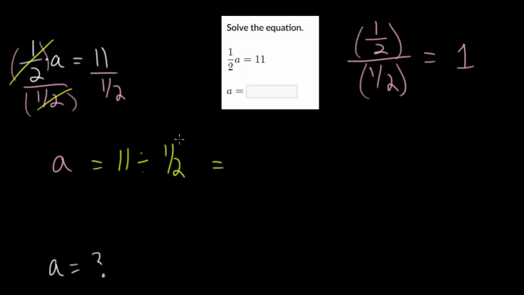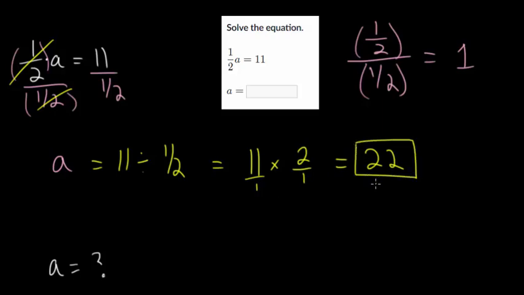Since we know if we divide by a fraction, it's the same as multiplying by this fraction flipped over. So this is really 11 times 2/1, and multiplying fractions, you just go straight across. If you have a whole number, just put it over 1 to make it a fraction. And 11 times 2 is 22, 1 times 1 is 1. I'm not going to write that, so a is just equal to 22.